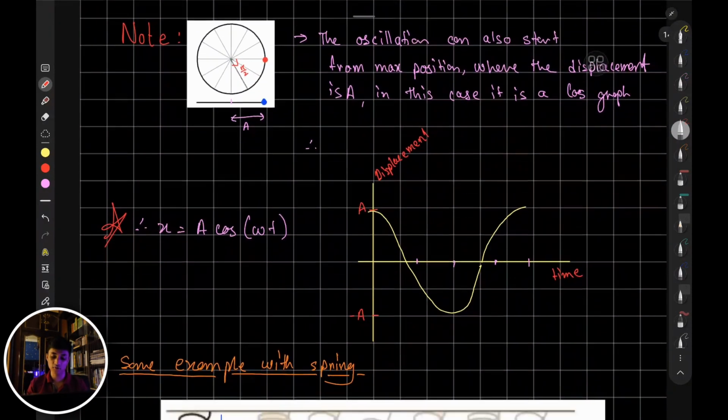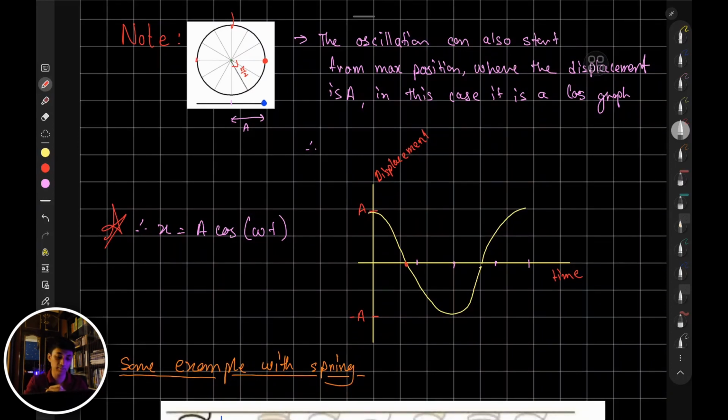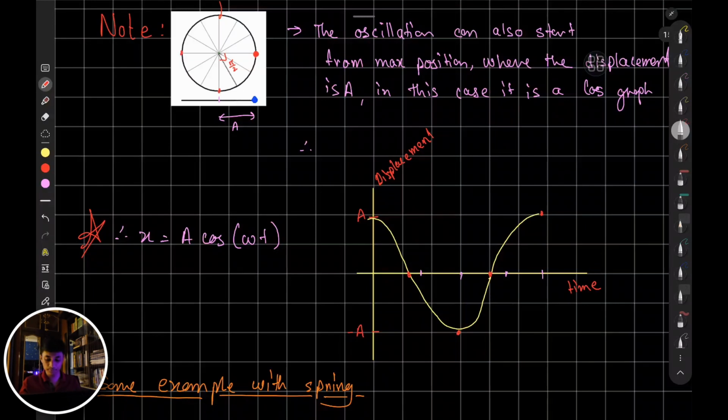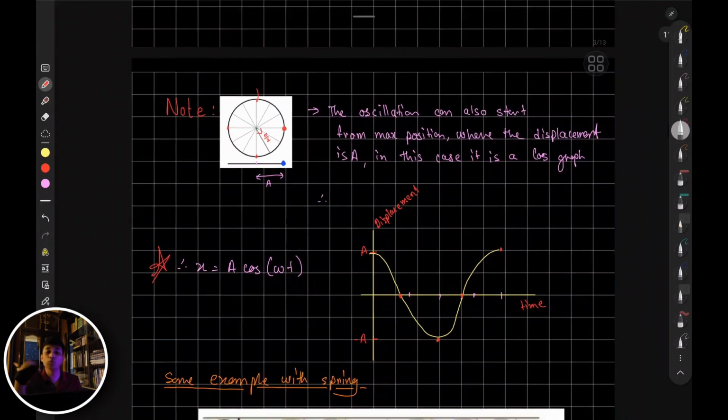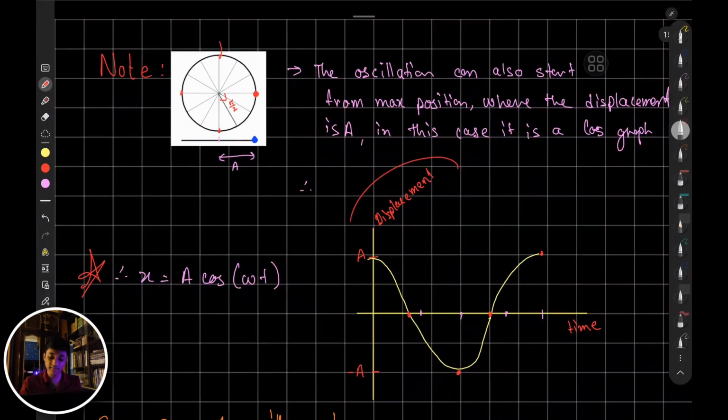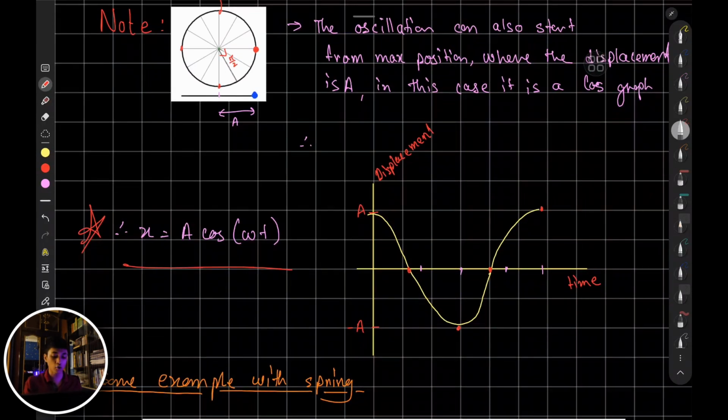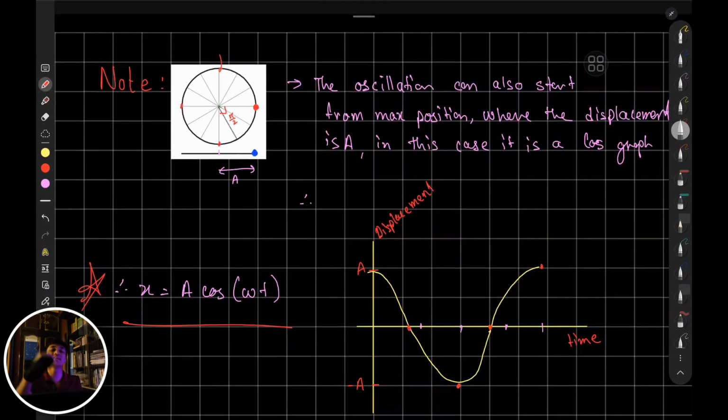How? Because you're starting from maximum displacement, which is the amplitude, then going to 0, then going to 0, then coming back to maximum, then coming back to 0, then coming back to 0, and then coming back to maximum. So that's how, if you change the starting position, your graph will change. So in this case, if you draw the displacement graph against time, it's going to be a cos. Why? Because you're starting from a different position.